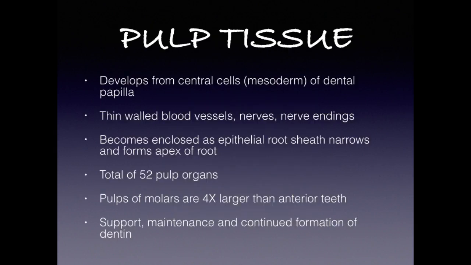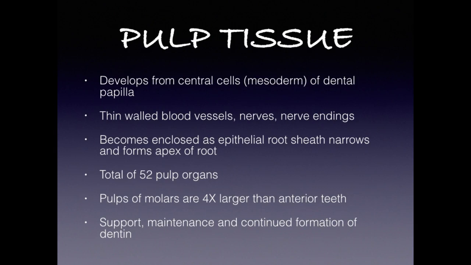Basically the pulp tissue develops as the crown of the tooth and then the root of the tooth form. The cells in that dental papilla area are from the mesoderm originally. Some of these cells we talked about before will differentiate and become odontoblasts that will produce dentin. The rest of them stay in the center of that dental papilla area until the tooth forms around this structure, capturing any blood vessels, nerves, nerve endings, etc.